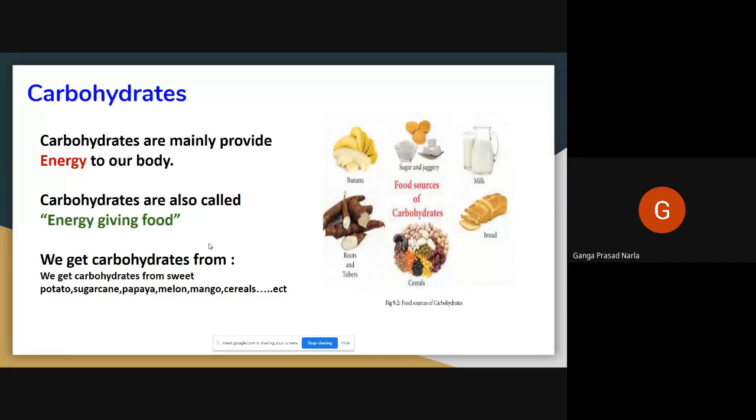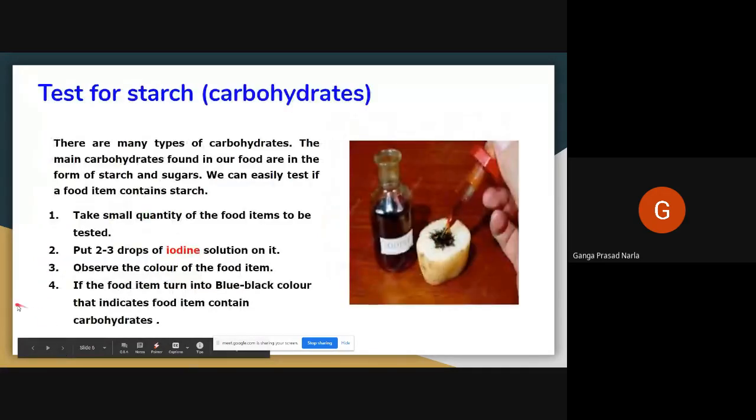How do we know which food item contains carbohydrate? There is a test for starch or carbohydrates. Starch is nothing but carbohydrates. There are two types of carbohydrates: one is simple carbohydrates, another is complex carbohydrates. You will learn about that in higher classes. Don't worry about that. So a test for starch is a test for carbohydrates.